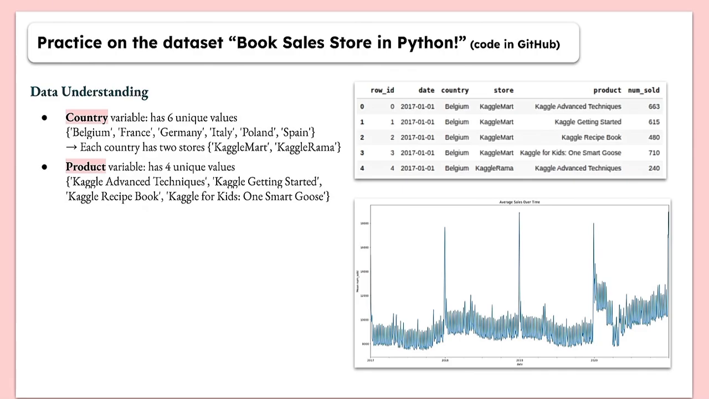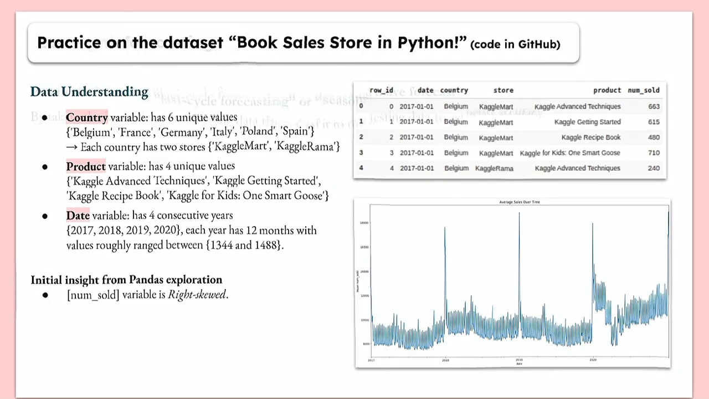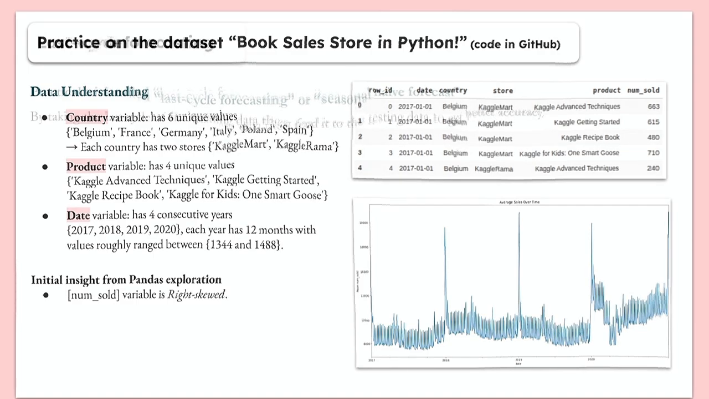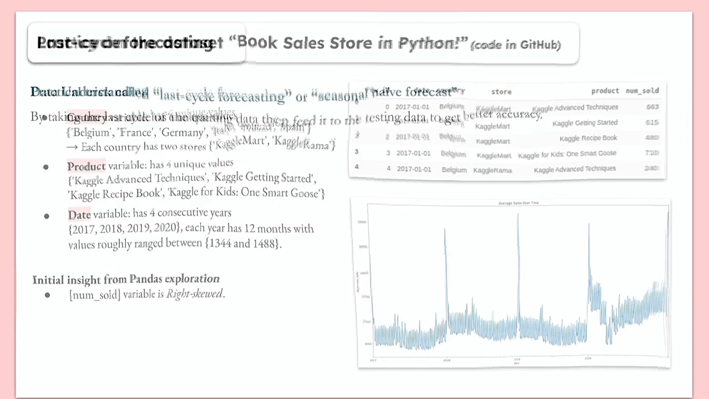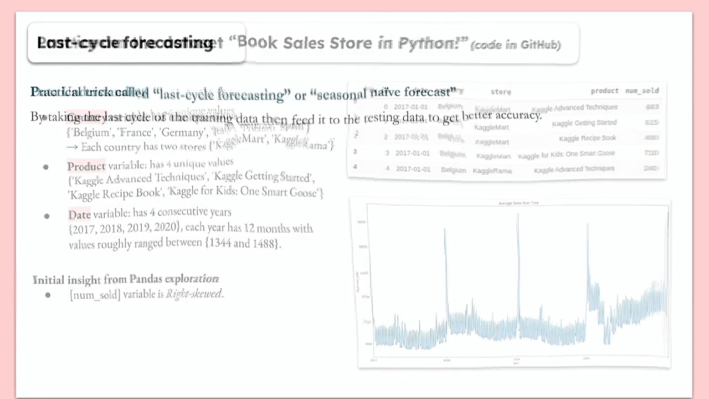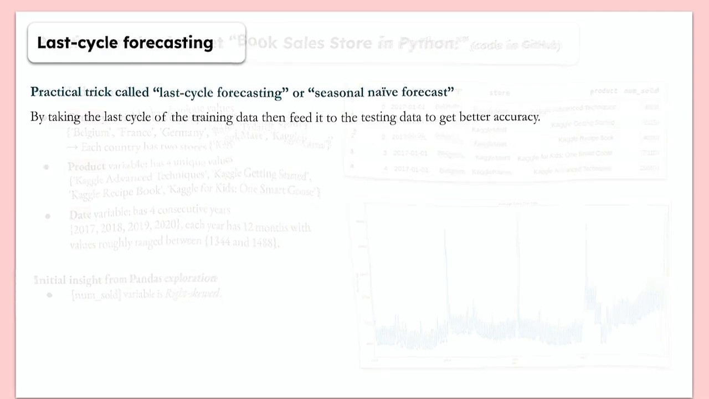I started with the data understanding part to fathom these observations. And there are several key features that stood out to me. The first one is the country variable that has 6 unique values, and each country has 2 stores. Then we have the product variable that has 4 unique values. And finally, the date variable that covers 4 consecutive years from 2017 to 2020. Each year has full data from January to December. And the values roughly ranged between 1,344 to 1,488. It's also worth mentioning that the num-sold variable is right skewed.